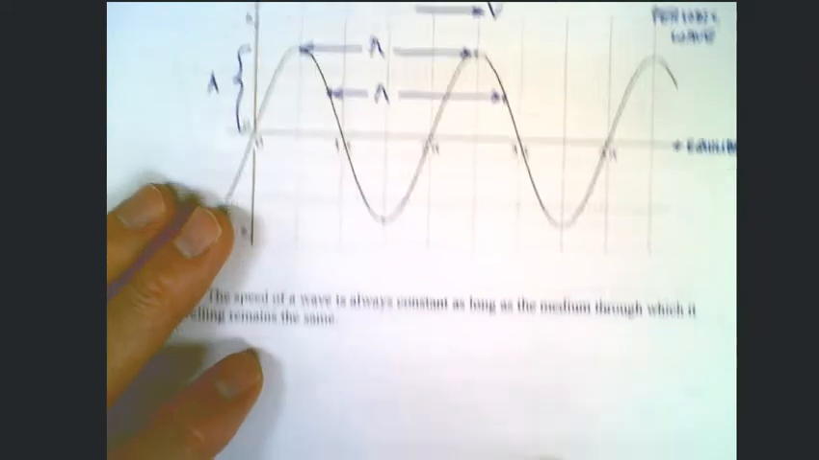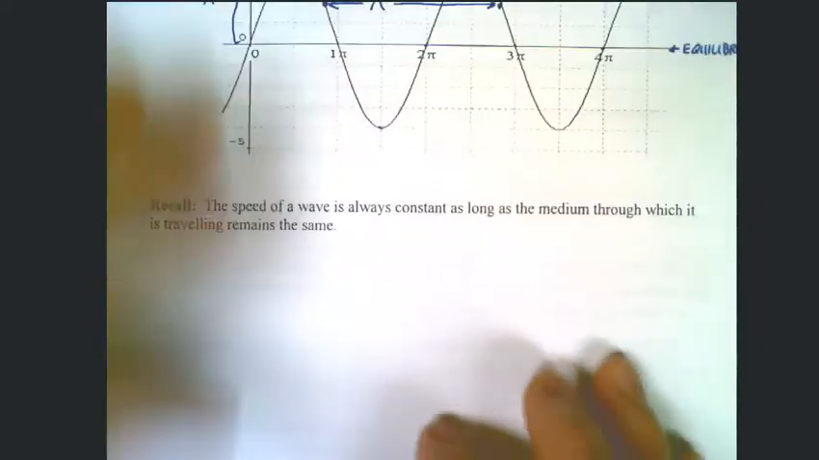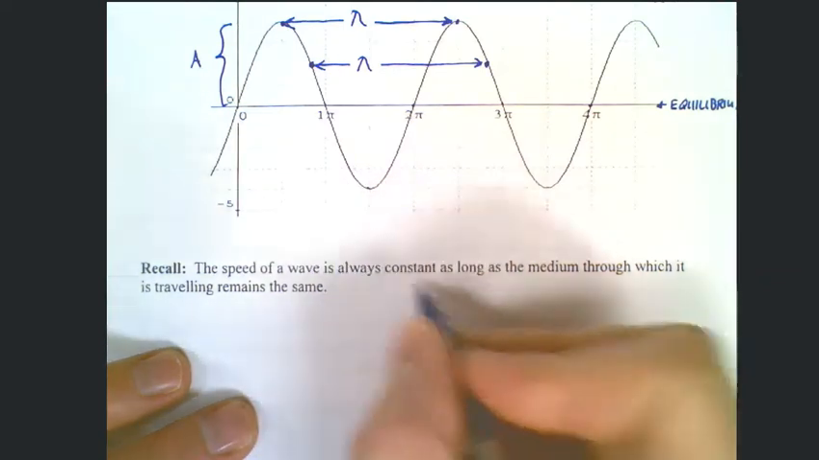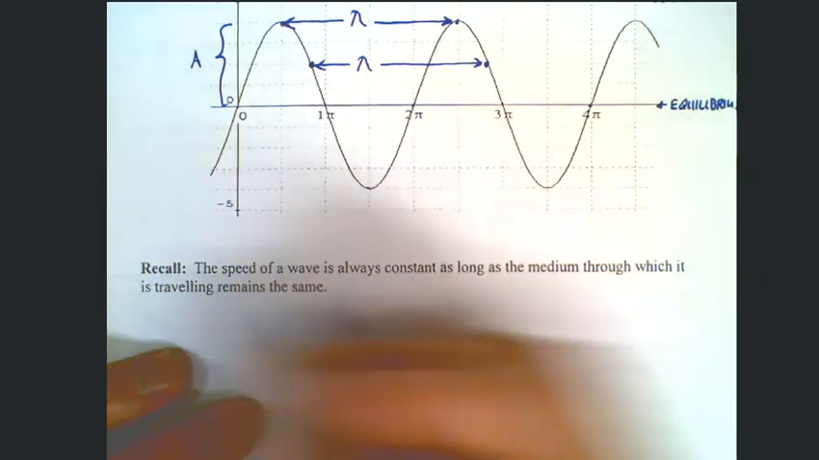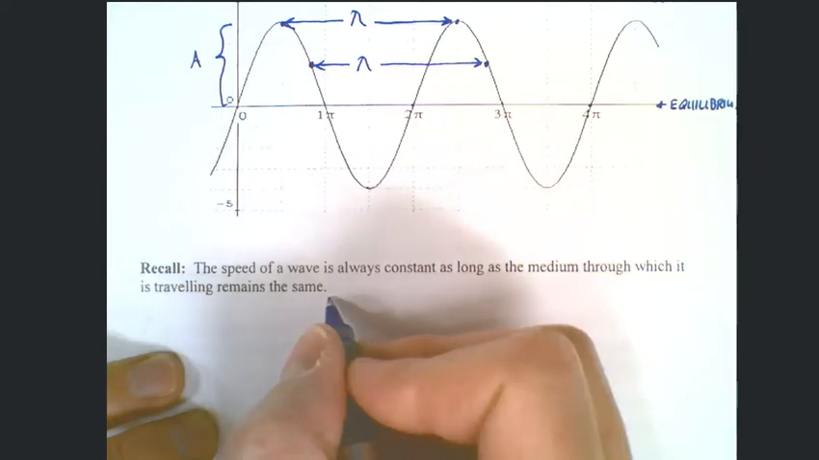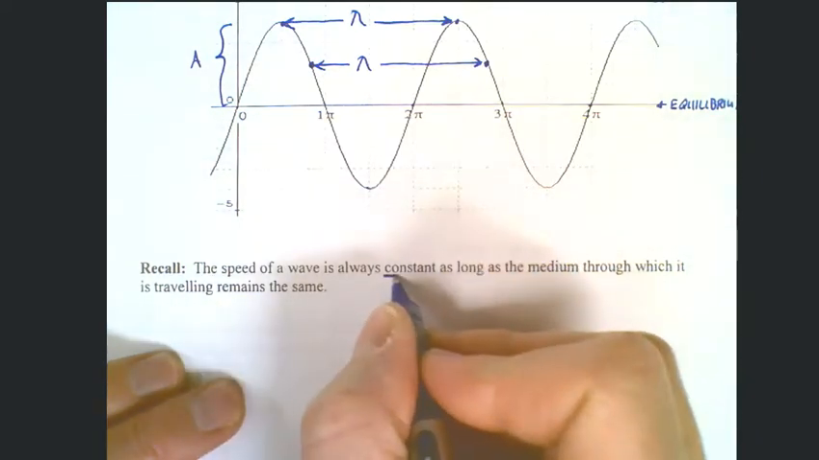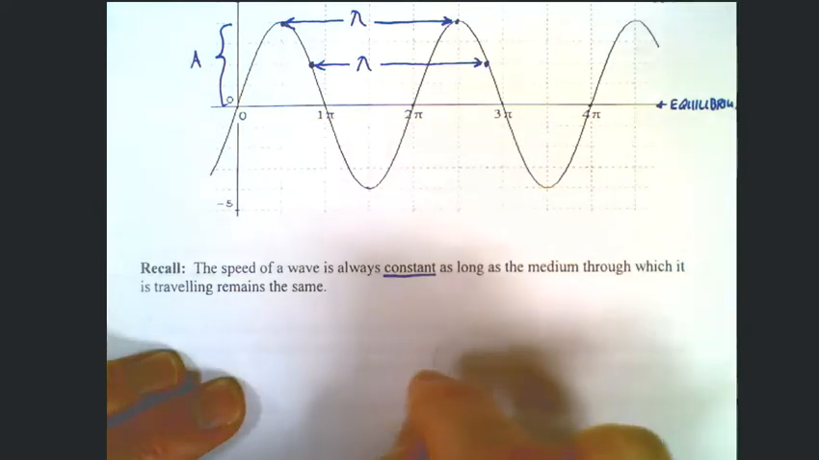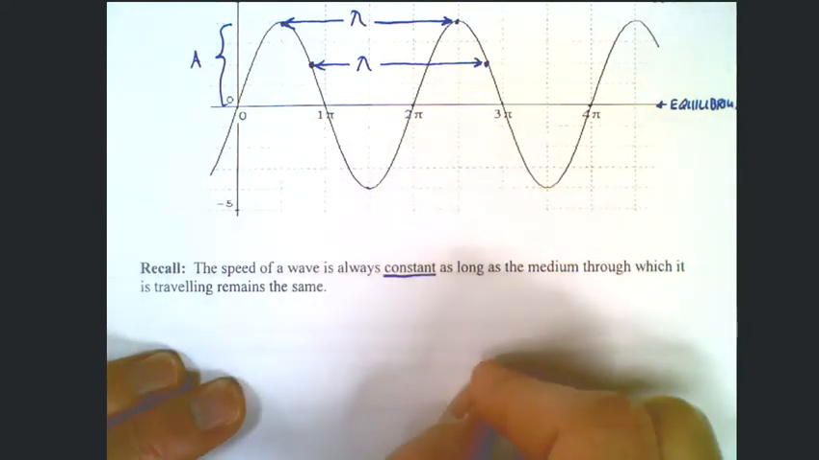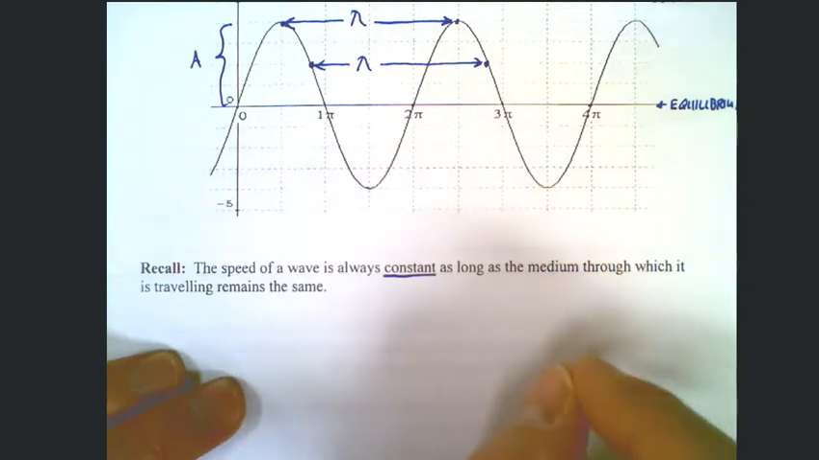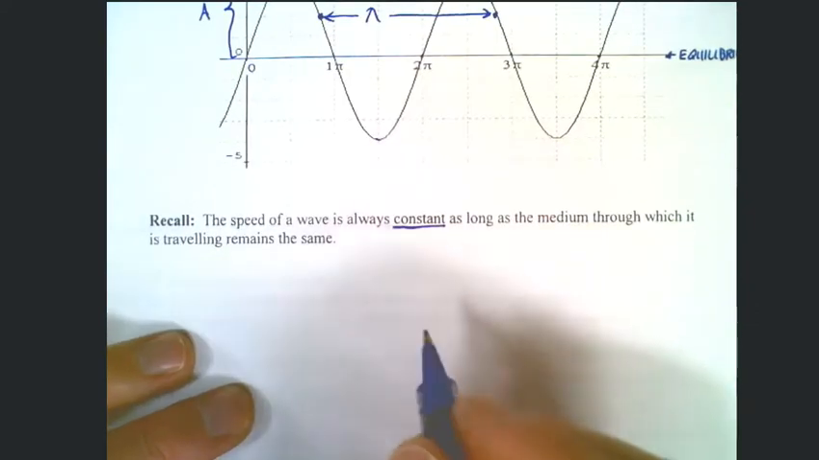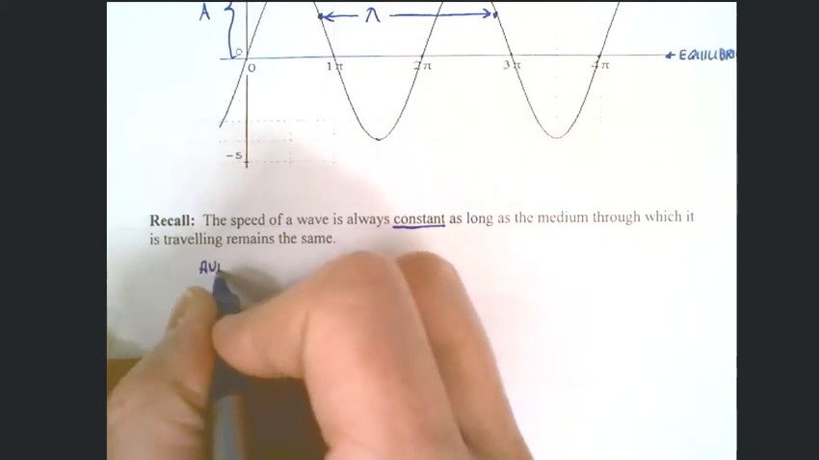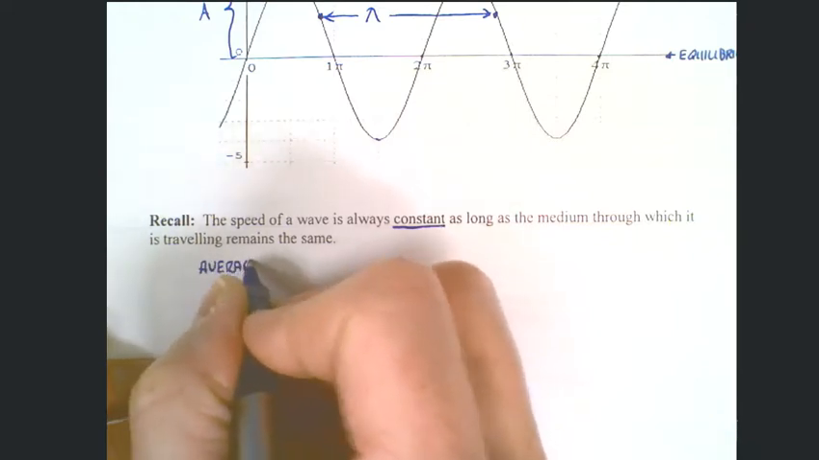Okay, well, we're going to recall some things to help us do this. What we're going to recall is that the speed of a wave is always constant as long as the medium through which it is traveling remains the same. So, speed is constant if the medium stays the same. The speed will change if we change the medium or the properties of the medium, but it will remain the same regardless.